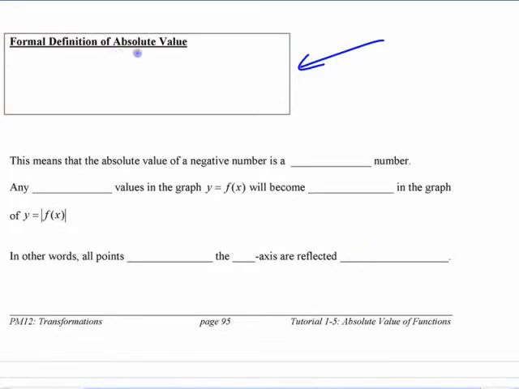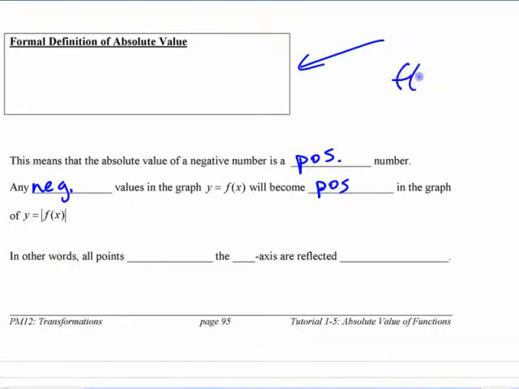I don't want to actually, sorry, I was thinking it was just explain that. Formal definition, we're going to put that in here after we've looked at the graph. It makes more sense after we've looked at the graph. Absolute value of a negative number is a positive number. Any negative values in the graph will become positive.